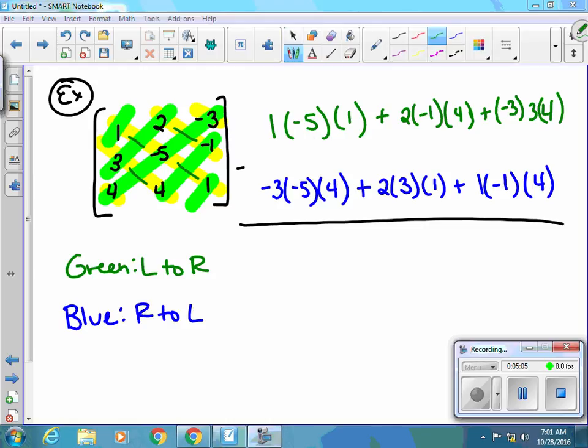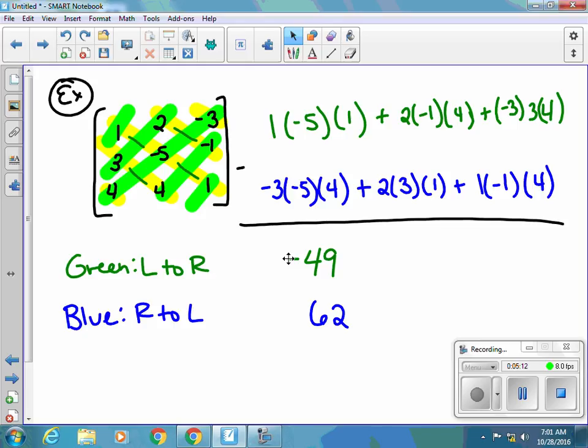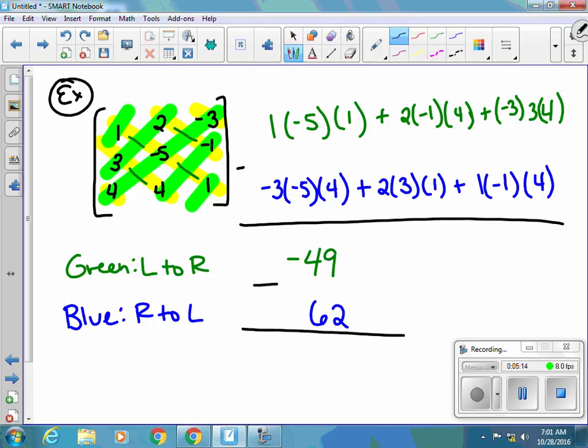So all of my green gives me negative 49. My blue gives me 62. And I'm subtracting these two numbers. So when I do that, I have negative 49 minus 62 to give me negative 111. That right there is my determinant.